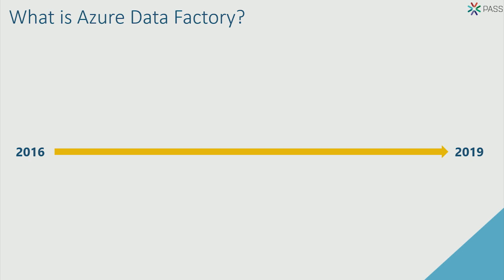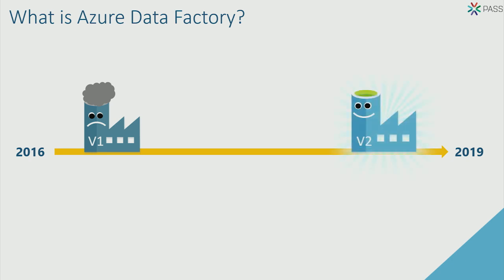In 2016, when this service was in private preview, it was a sad Data Factory. It was unhappy. It was version 1. And it was marketed as SSIS in the cloud. And sadly, it wasn't. The marketing message was not quite there yet. But now, sort of 2019 and onwards, we have a happy Data Factory. Data Factory is now more and more living up to that original marketing message, and even more so.